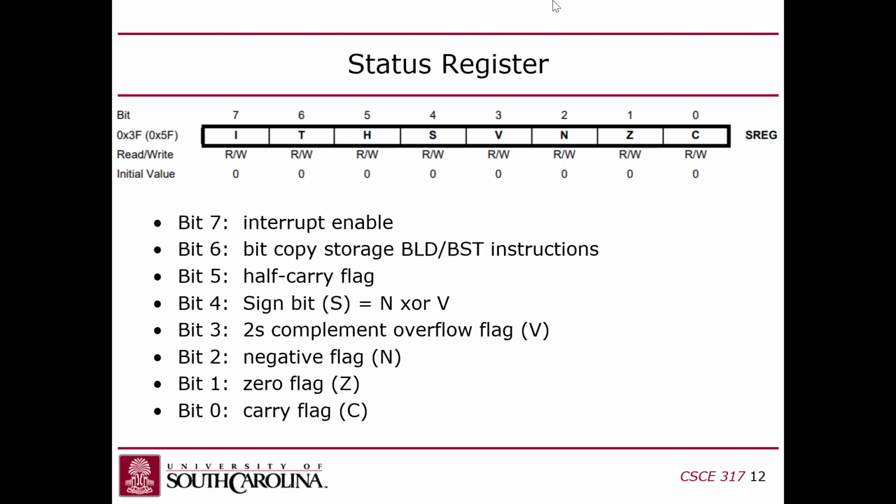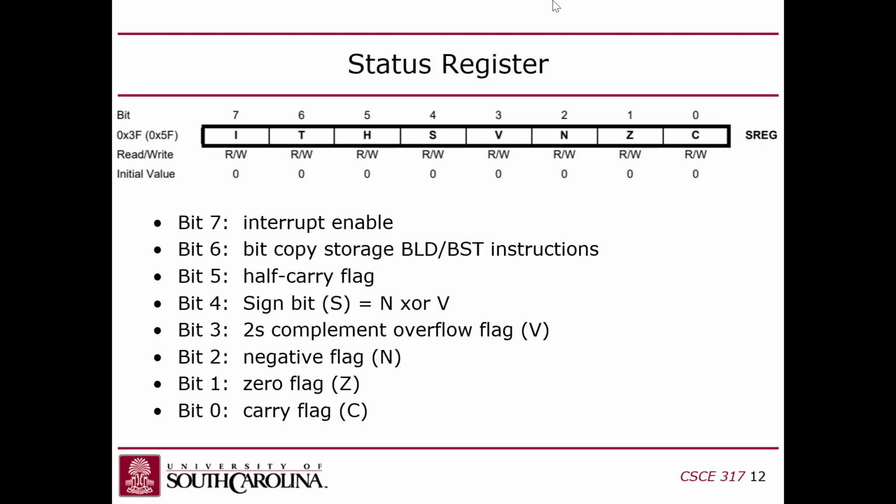Well, there's these flags in here that get set depending on the outcome of the most recent ALU operation. So you have flags for carry and sign bit and overflow and negative and zero that gets stored in this status register. And then you can use the status register to determine whether or not you should branch, right? You can use it as a condition for branching.